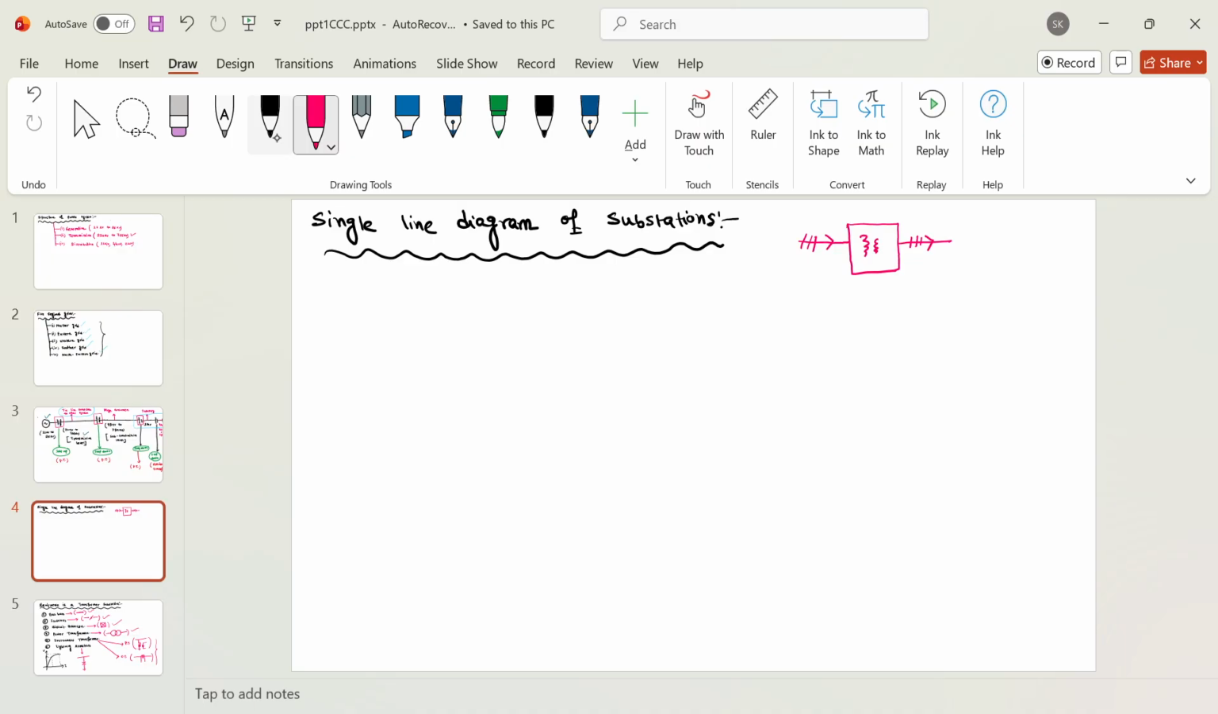So we'll see the single line diagram. Let's say you have this bus bar. The operating voltage at the bus bar will be the same. It is your bus bar.